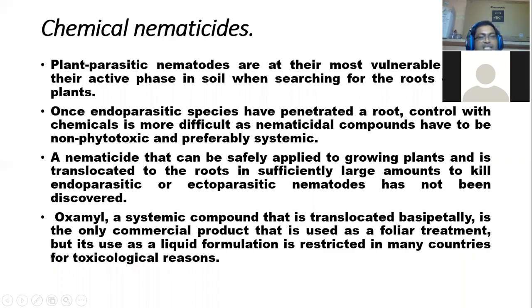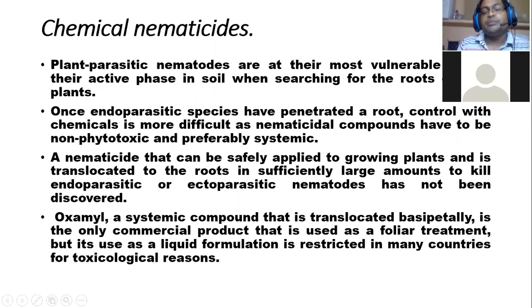The last one is the chemicals. If all these other tactics, cultural, physical and biological, are not working, then we have to think about chemical nematicides. Chemical nematicides were highly used from the 1990s. But the problem is that nematicides are very toxic. That's why many nematicides nowadays have been banned.